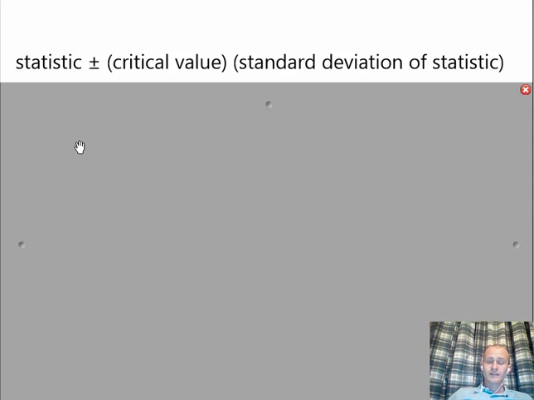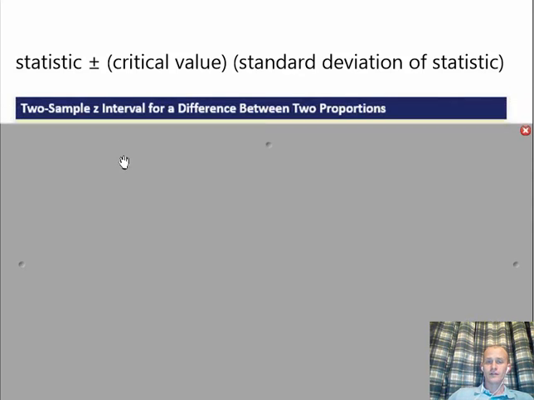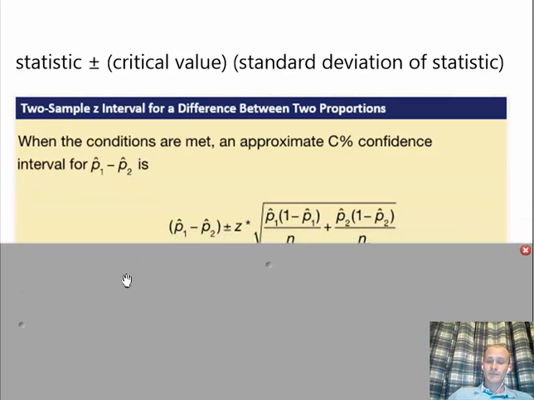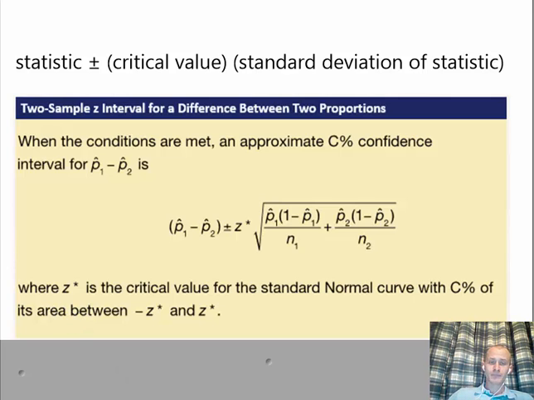Once we have those two differences in our sample proportions, two differences in our populations, we like to compare them and see what the true difference between them is. So when the conditions are met, an approximate C% confidence interval for a difference in proportions is displayed right here. So we have the difference in our sample proportions plus or minus our z star value. That z star is the critical value of a standard normal curve, just like what we calculated in the last few chapters.